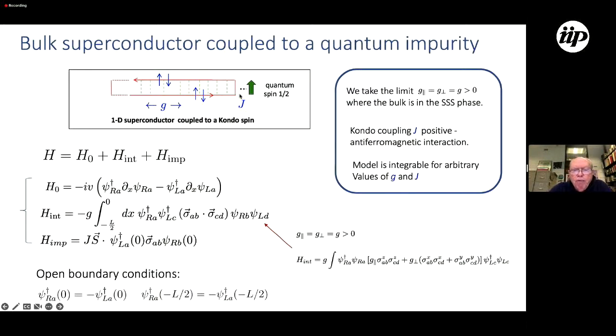So we have left-right movers. We have open boundary conditions here, namely an electron that moves to the right is scattered back to the left and vice versa at the other edge. And it's a spin dot spin density interaction. And the model turns out to be integrable for any values of G, the bulk interaction, and J, the impurity interaction. By the way, I would appreciate questions.